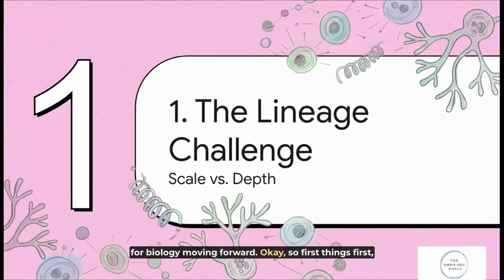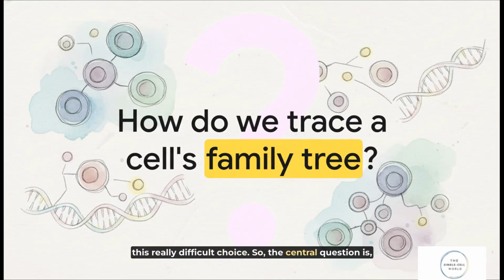forward. Okay, so first things first, let's talk about the big problem that scientists have been grappling with for a long time. When you're trying to study tissues, you need to know how all the individual cells are related to each other. But the tools we've had have always forced this really difficult choice. So, the central question is, how can you possibly tell which cells are related? The secret, it turns out, lies inside their mitochondria.